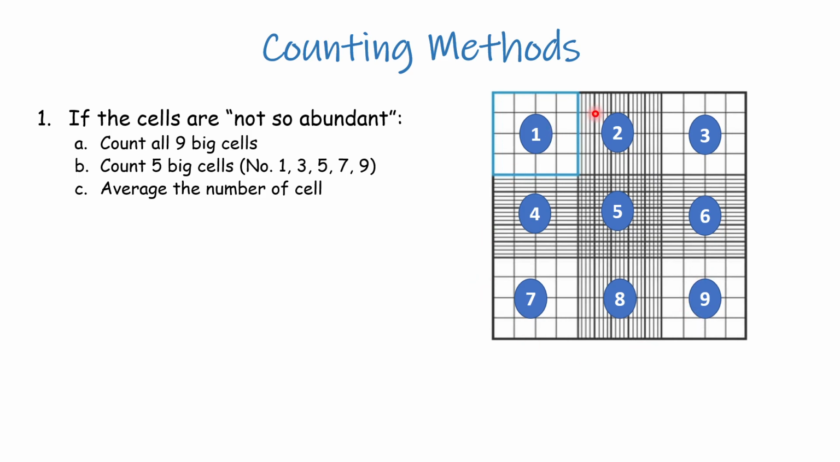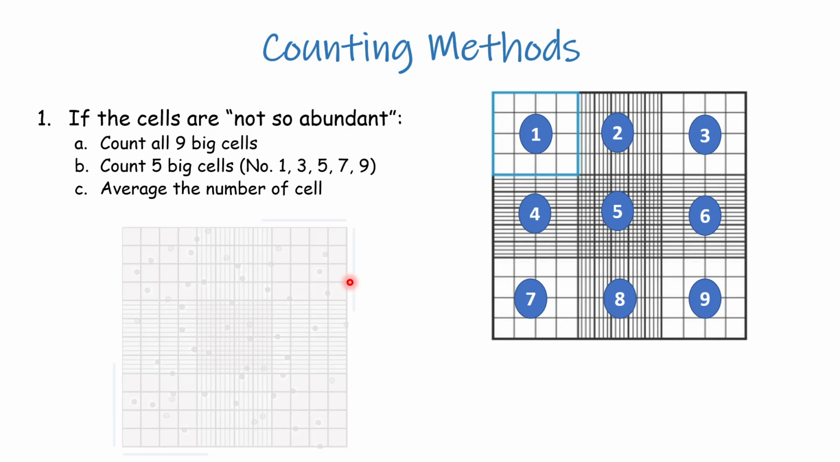Okay, so when our cell concentration within our sample is not so high, we can either count all the cells within all the big cells, so basically we count all the cells within the grid, or we can count just 5 big cells. So we can just count the cells within big cell number 1, 3, 5, 7, and 9, and then afterwards we can average it.